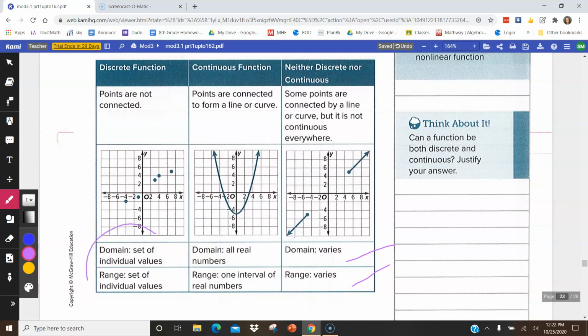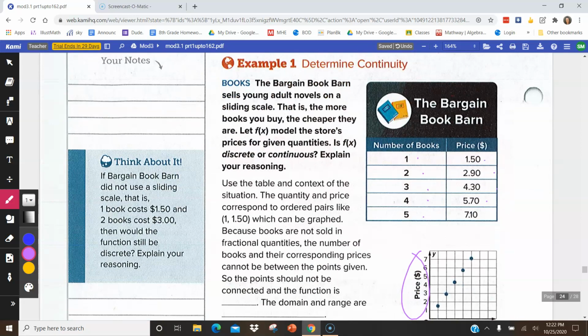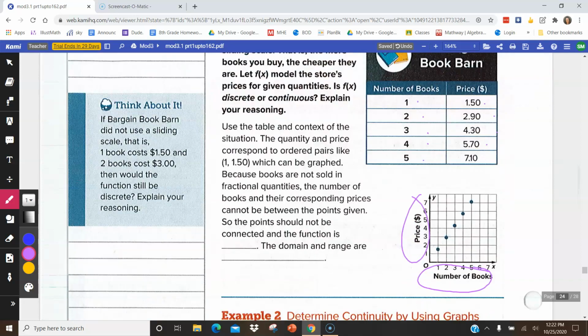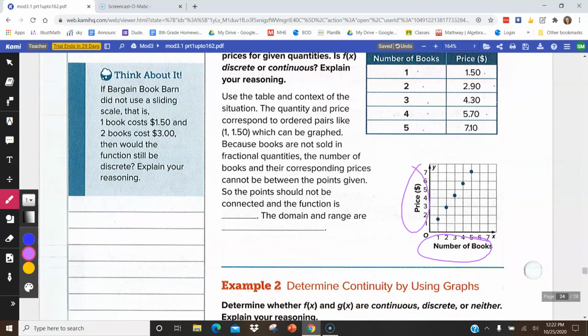It's a discrete function, and the domain has individual values, and the range also has individual values. So in looking at that graph, the domain would be the set of all positive integers, because I could pick 1, 2, 3, 4, but I wouldn't be picking any decimals. And then the range, obviously, is the set of positive integers as well. I just write that out, positive integers.